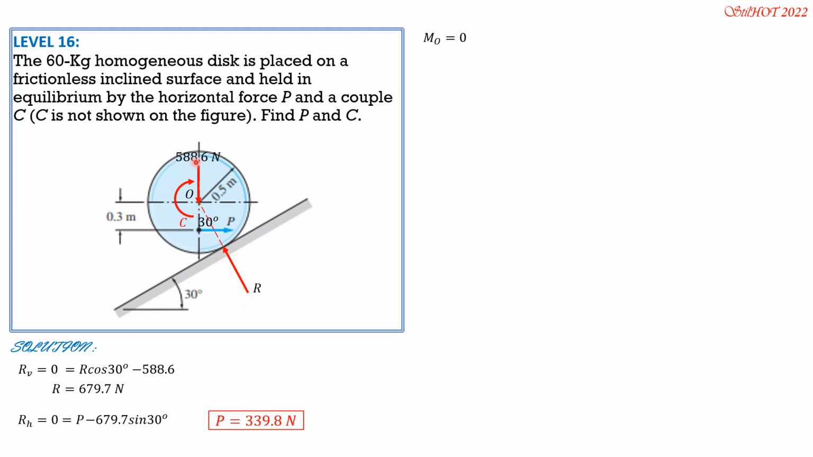And finally, moment O is 0. So R and the weight are not involved. They pass through O. Clockwise positive, so C, and minus P times 0.3. Minus 339.8 times 0.3. So the couple is clockwise with a magnitude of 101.9 Newton meters.